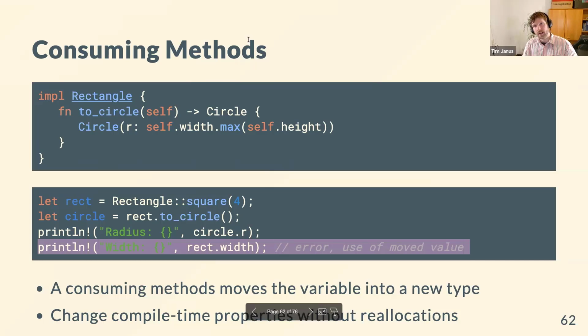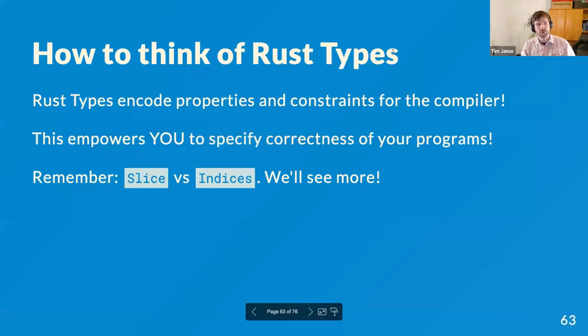But at this point, what is nice to understand is really this superpower of Rust, how to think about the types. Because the Rust types encode properties and constraints for the compiler. And this empowers you to specify the correctness of your programs.